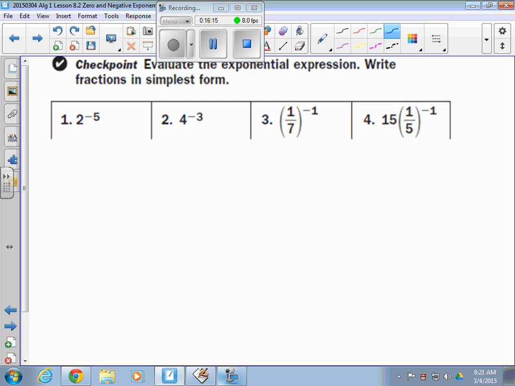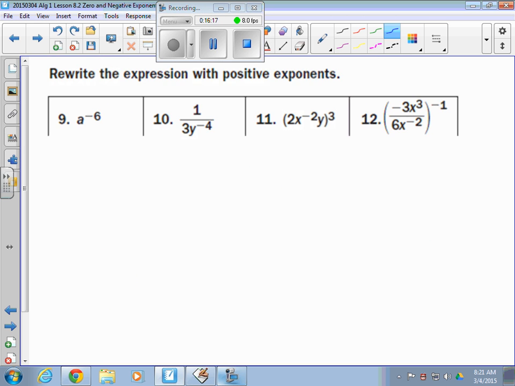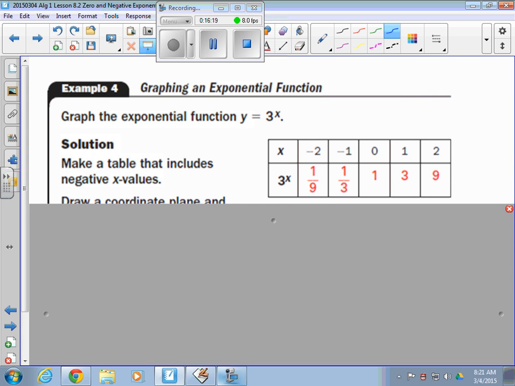We're going to skip the checkpoint real quick and come back to it. Let's go look at example number 4 below the checkpoint. It says graphing an exponential function. Graph the function y equals 3 to the x power. Then notice these values for x. These values come from the easiest numbers there are to multiply almost all the time.